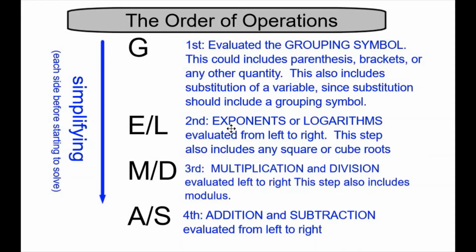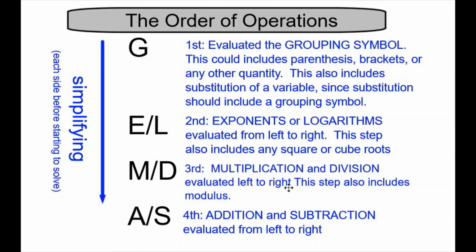The second step is to evaluate exponents and logarithms from left to right. You might have just heard this word for the first time, called a logarithm. A logarithm is the inverse operation of an exponent. So we'll learn more about logarithms later in the year. This step would also include square roots and cube roots, because a cube root and a square root are actually an exponent, which we'll also learn about more later in the year.